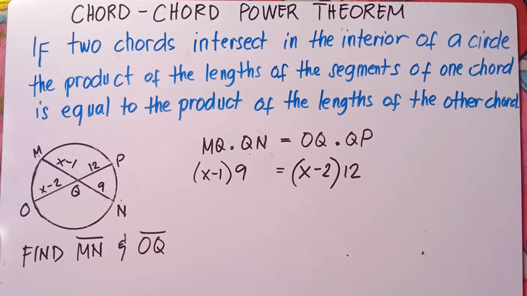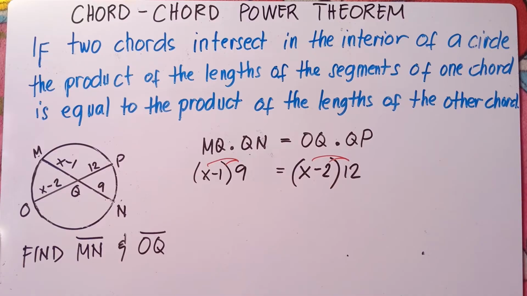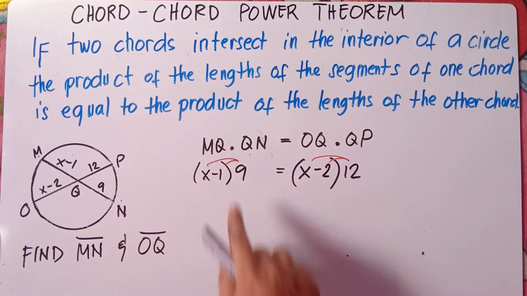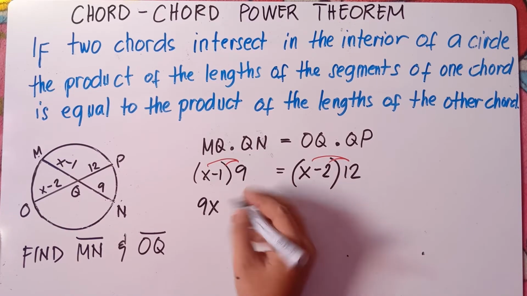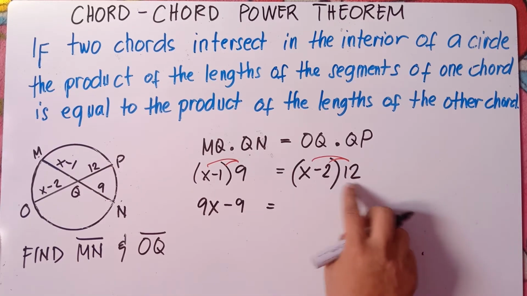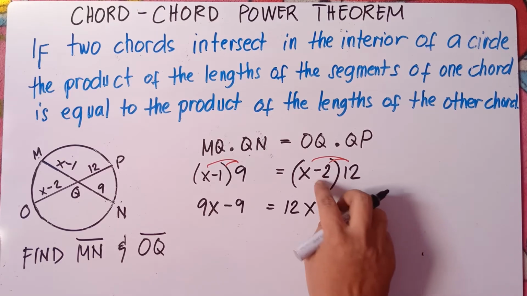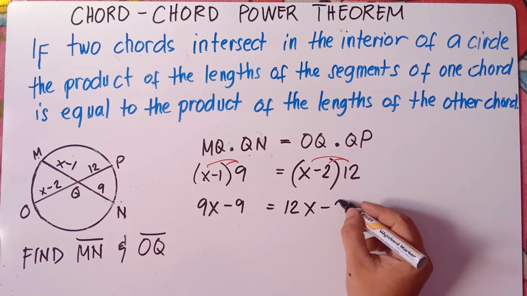Next, you need to distribute. Distributive property. 9 times x is 9x. 9 times negative 1 is negative 9, equals 12 times x, that would be 12x, and 12 times negative 2 is negative 24.